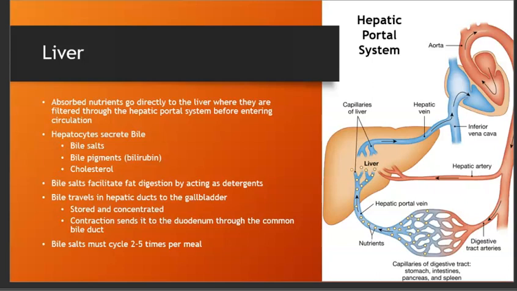Bile travels in hepatic ducts to the gallbladder. Once in the gallbladder, the bile is stored and concentrated, and then the gallbladder has to contract to send that bile to the duodenum through the common bile duct. Bile salts have a cycle that they have to complete when you're eating, like per meal, and they have to go through that cycle 2 to 5 times each meal that you eat.